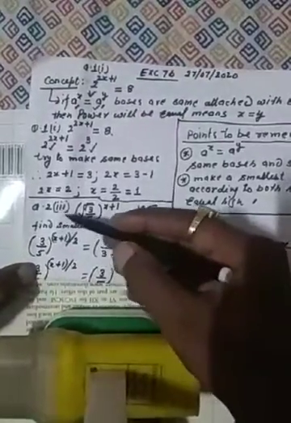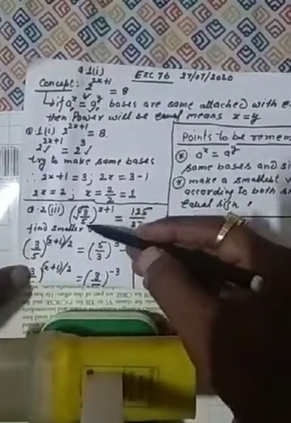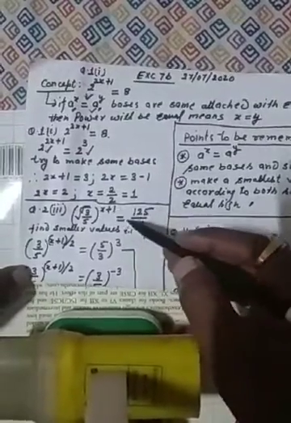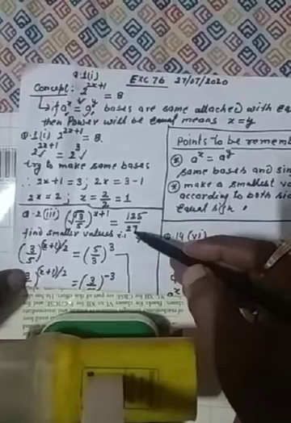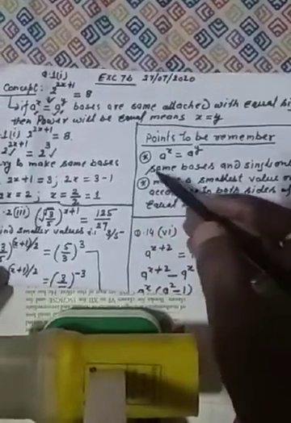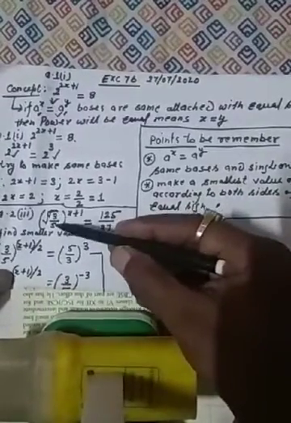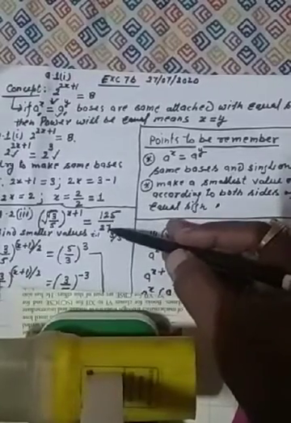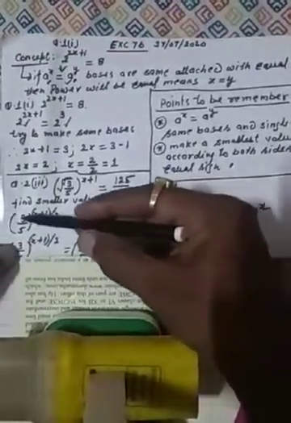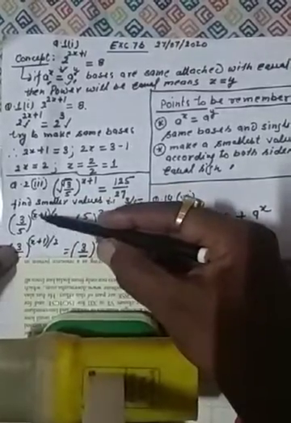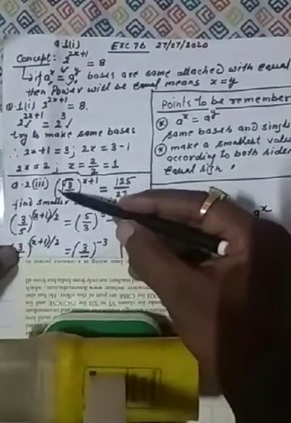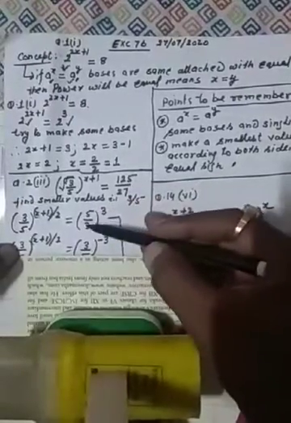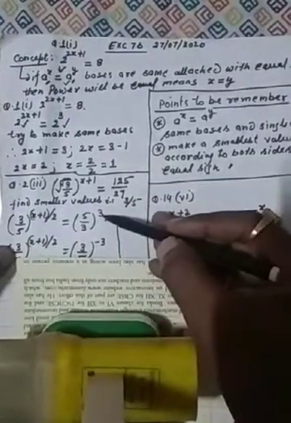Now see question number 2, third part. Root of 3 upon 5 to the power x plus 1 is equal to 125 upon 27. As I told you, this is 3 upon 5, and you have to make it 3 upon 5. It is 125 upon 27. So first, 3 upon 5 to the power x plus 1 upon 2, because this is the square root, it means 1 upon 2. x plus 1 upon 2 is equal to 5 upon 3 to the power 3.